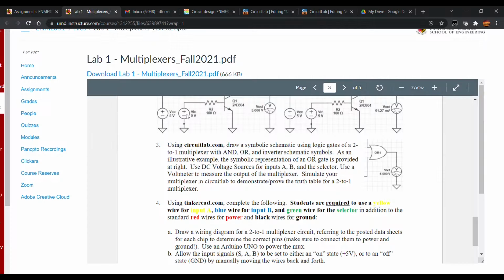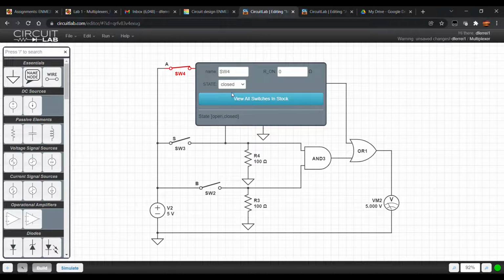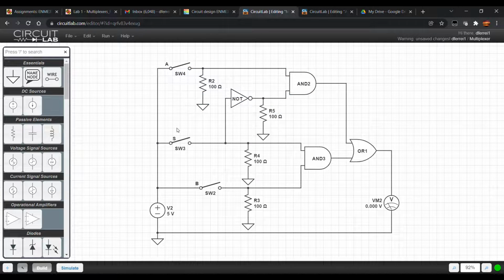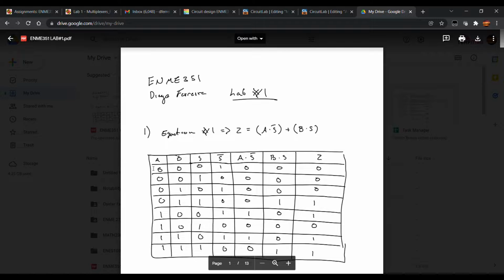For part 3 of the lab, we have to use Circuit Lab to draw a symbolic schematic using logic gates for a 2-to-1 multiplexer with ANDs, ORs, and an inverter. And this is what I got for my inverter. As you can see, if we open up all of them, we get 0, which matches the output that we had calculated in our table.